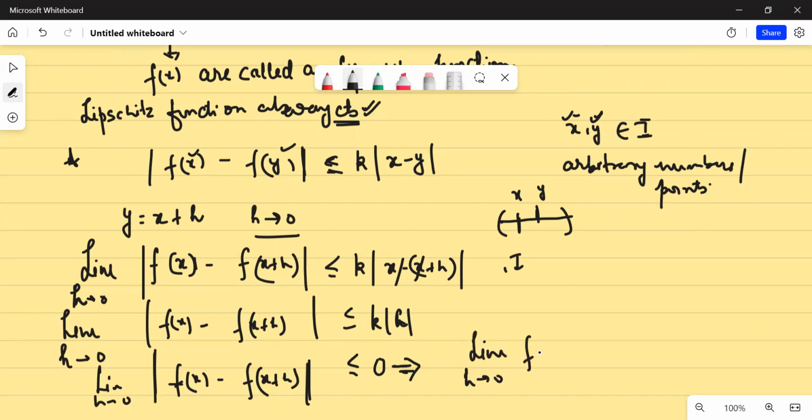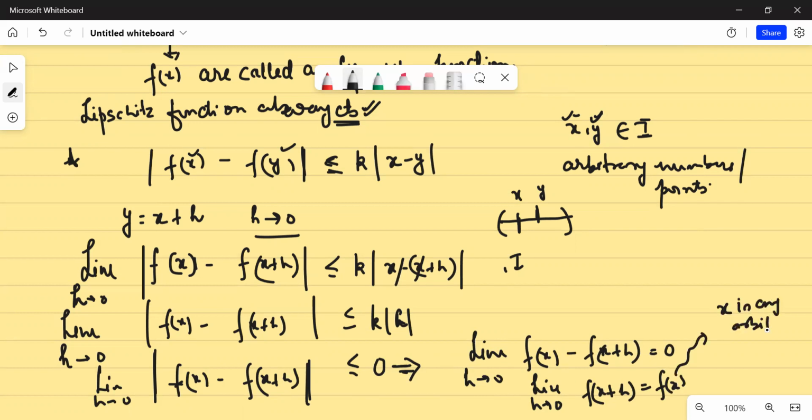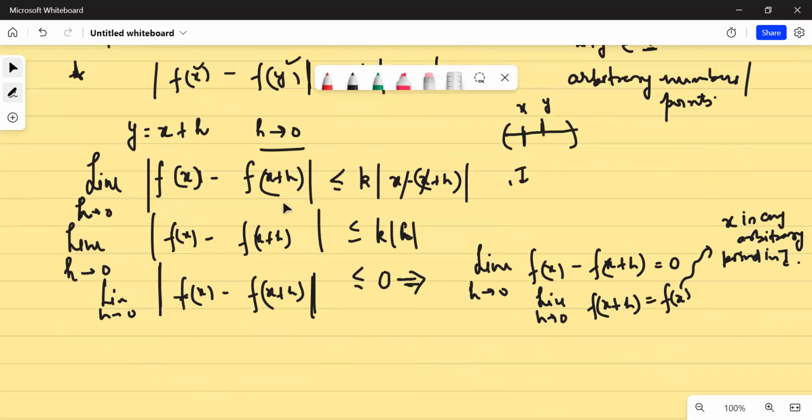That implies limit h tends to 0 of f(x) minus f(x plus h) should be equal to 0. It implies limit h tends to 0 of f(x plus h) is equal to f(x), where x is any arbitrary point in interval I. Arbitrary, you understand, means any, according to one's wish.